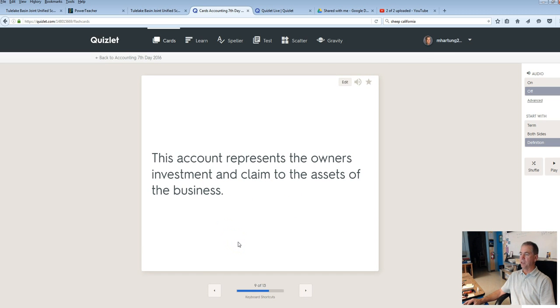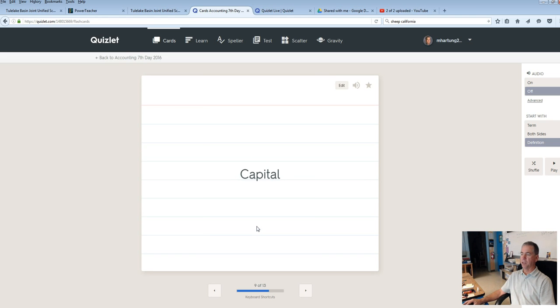This account represents the owner's investment and claim to the assets of the business. And this is an owner's equity account, and we call that account, begins with the letter C, capital. Capital account represents the owner or owner's claim, financial claim to the assets.